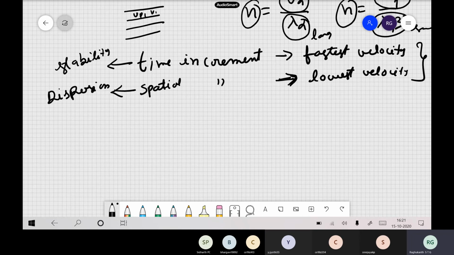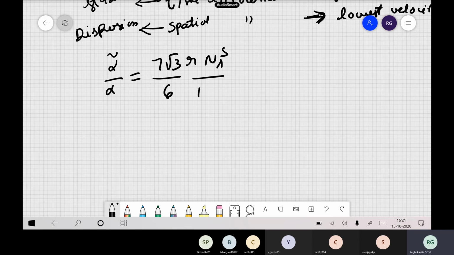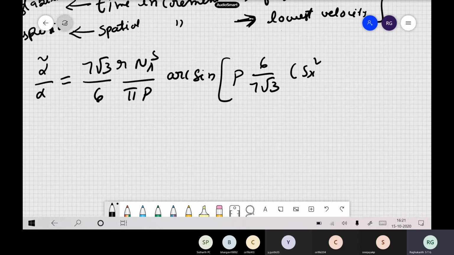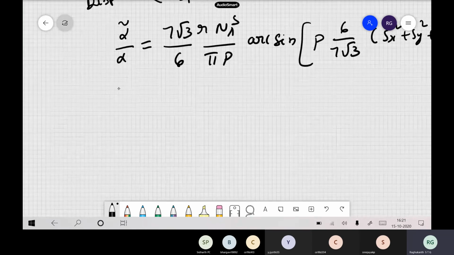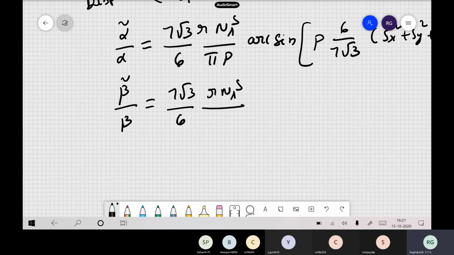Now you can plot all these terms, the dispersion curves, alpha bar by alpha. You take 7 root 3 over R N lambda. You followed, right? You substitute all those terms, by pi times P arc sine, then 6 by 7 root 3 times Sx square plus Sy square plus Sz square all to the power of half. So this is my dispersion curve for the P wave, then the dispersion curve for the shear wave is 7 root 3 by 6 R N lambda. Yes, we have replaced only this, nothing else.